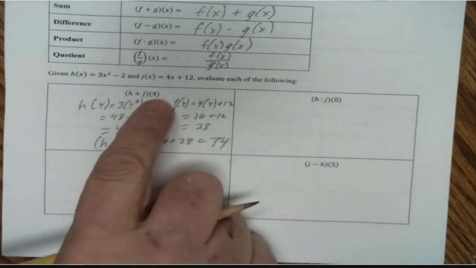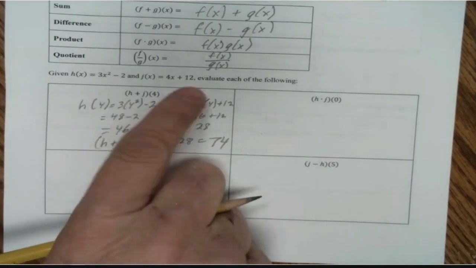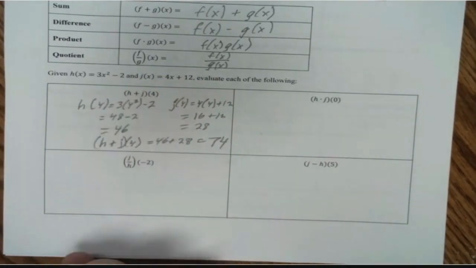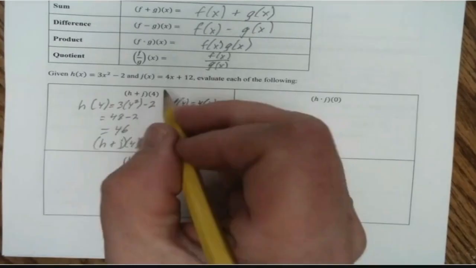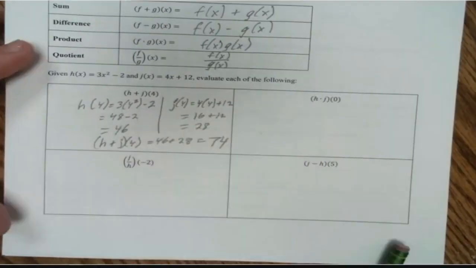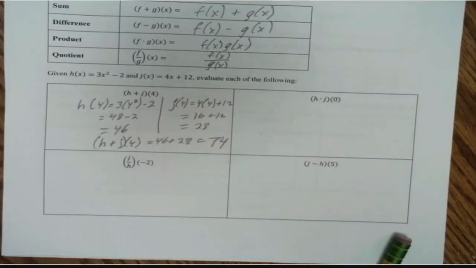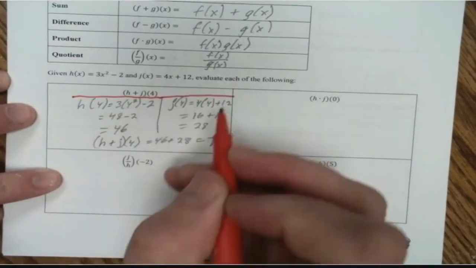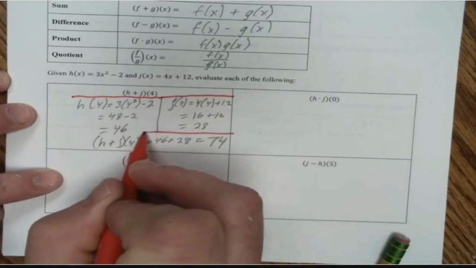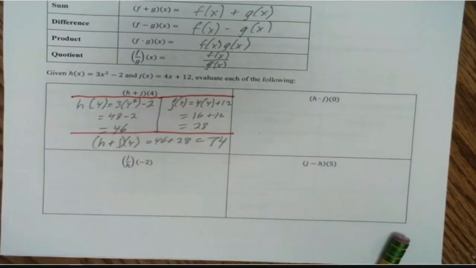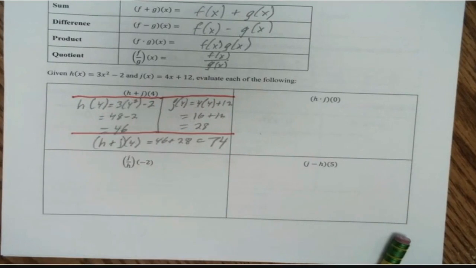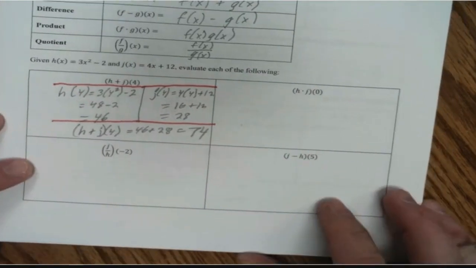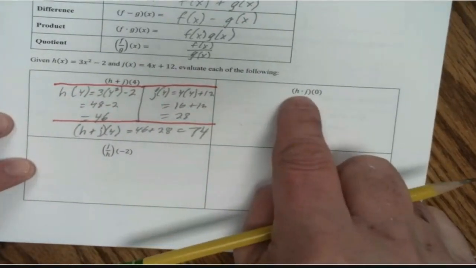So we just take that 4, substitute it into both equations, find out what those equations equal. So you've got the h of 4 equation over here, j of 4 over here. Once you figure out what those are, then it says to add them together. 46 plus 28.